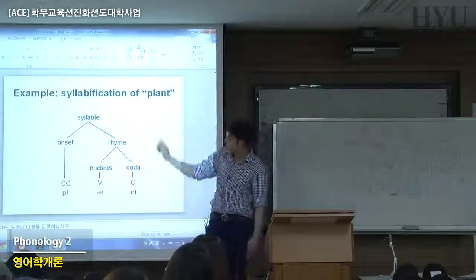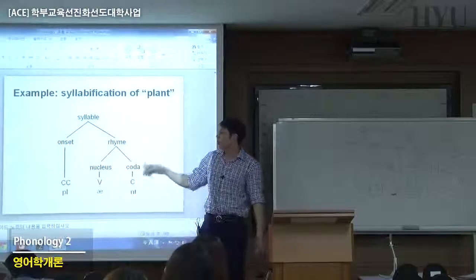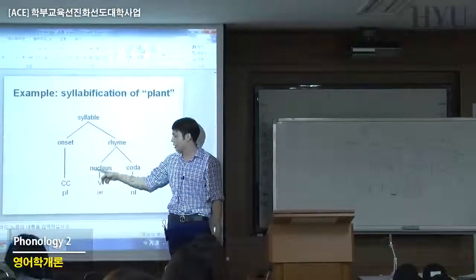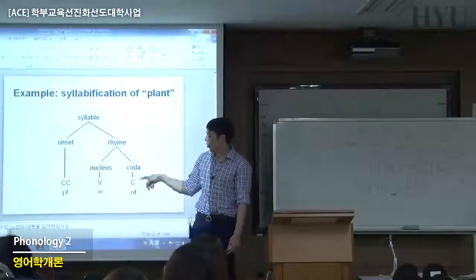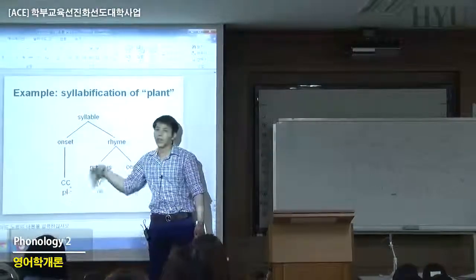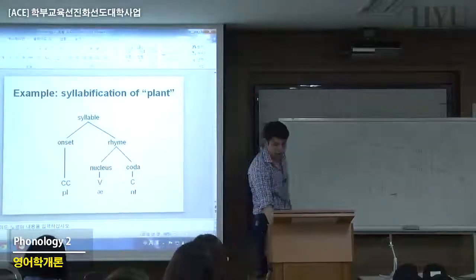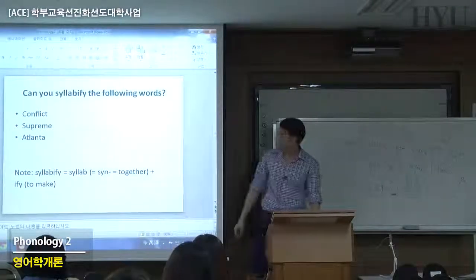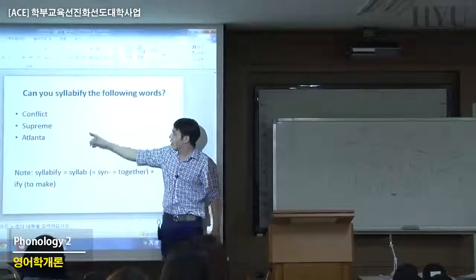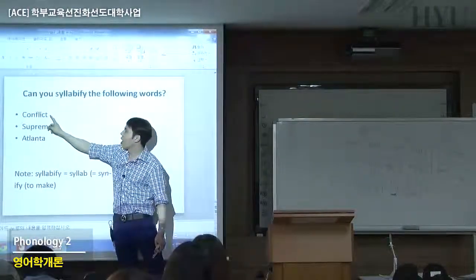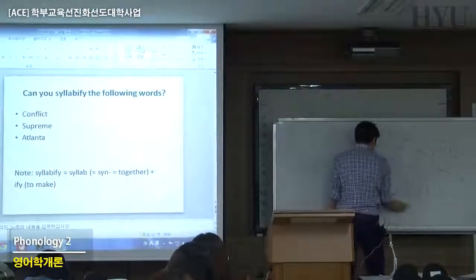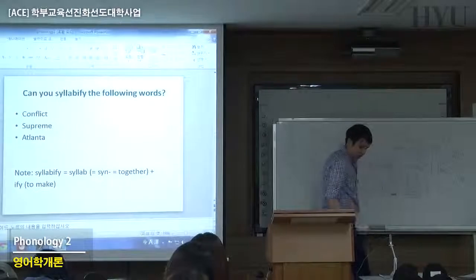So the word plant could be like this. This one is easy because you have only one syllable. Of course, this is the nucleus, and the coda consists of 2 consonants because there's nothing else, and then the onset PL is an okay sequence in English. So could you maybe do one for conflict? I'll give you maybe 2 minutes to do the word conflict.